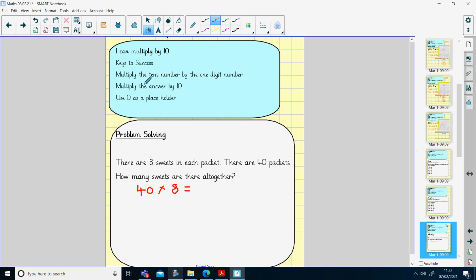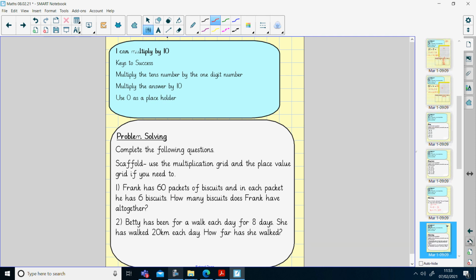equals. So I multiply the tens number by the 1-digit number. So my 4, I'm going to multiply by 8. And remember, I can use my multiplication grid to help me. 4 times 8 equals 32. Then I've got to multiply that answer by 10. So my next stage is 32 times 10. So my 3 tens becomes 3 hundreds, my 2 ones becomes 2 tens, and then my 0 as a placeholder. So there are 320 sweets altogether.